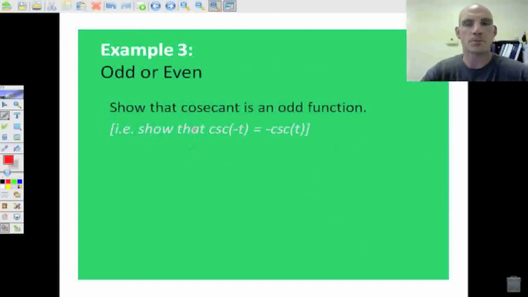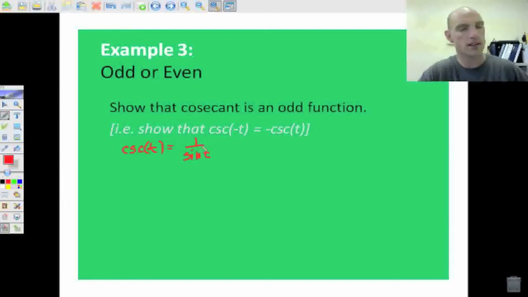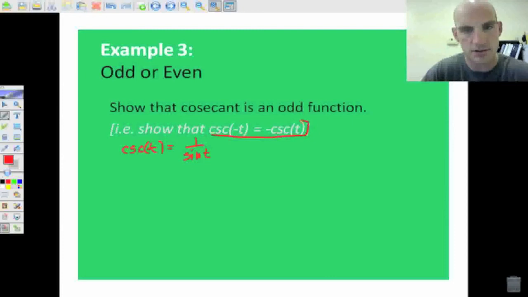Okay, so we're going to show that cosecant is an odd function, and we remember that cosecant of theta, or in this case t, is equal to 1 over sine t. And when we look at this, let's look at how this breaks down. What I need to show is that cosecant of negative t is equal to the negative cosecant of t. So let's see how this works.